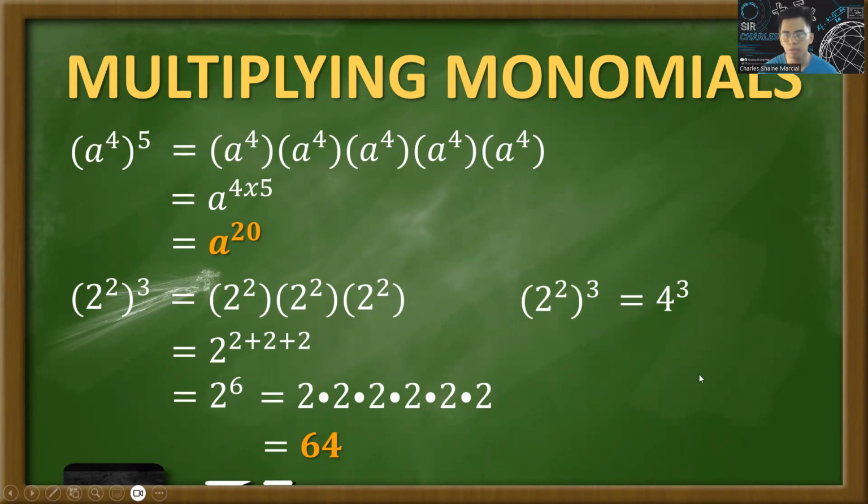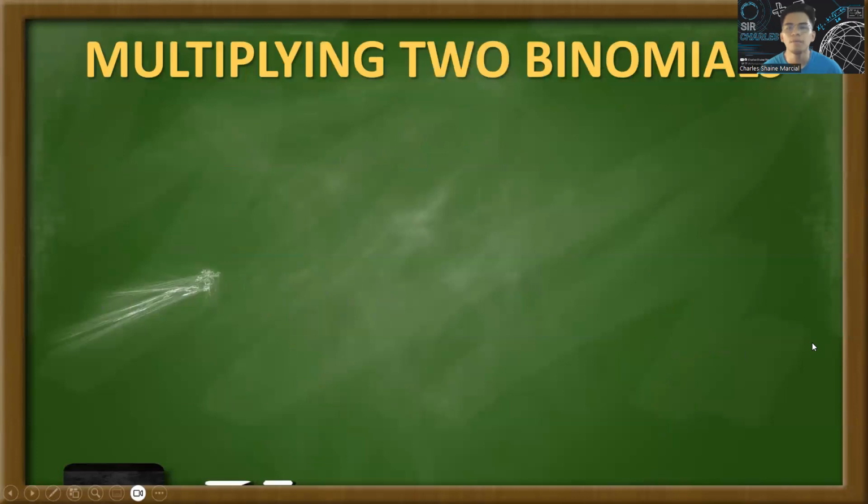So, ibig sabihin, imumultiply natin ng tatlong beses si 4. So, 4 times 4 times 4, that is equal to 64. So, dito, mas napadali yung pag-solve natin since sinolve na agad natin yung nasa loob ng parenthesis. Okay? And that concludes our discussion about multiplying monomials. Pero hindi pa dyan tapos kasi meron pa tayong multiplying two binomials.